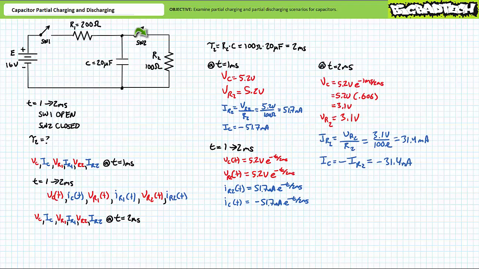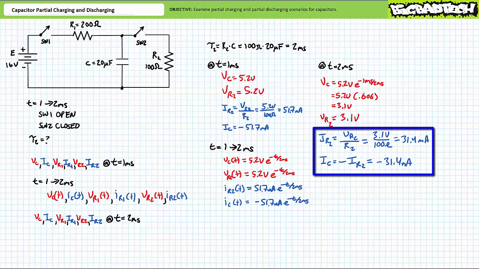The partial discharge ends at t equals 2 milliseconds when switch 2 opens. The time 2 milliseconds for the larger circuit represents a time of 1 millisecond in the discharge process. Substituting 1 millisecond into the time-varying expression for voltage across the capacitor during the discharge phase demonstrates the capacitor will be discharged to approximately 3.1 volts. Given there are only 2 elements in this discharge circuit, R2 will also experience a differential of 3.1 volts, 1 millisecond into the discharge process at the larger circuit's t equals 2 milliseconds.